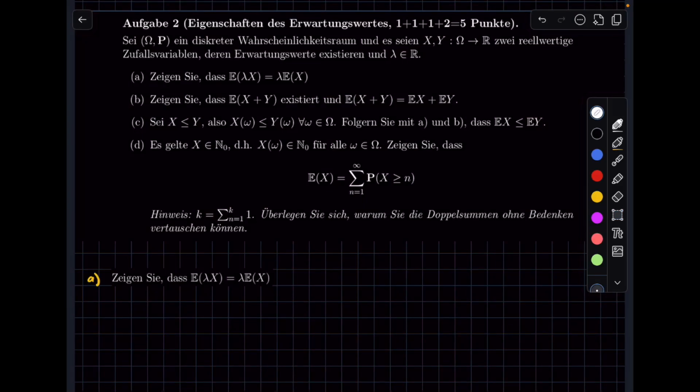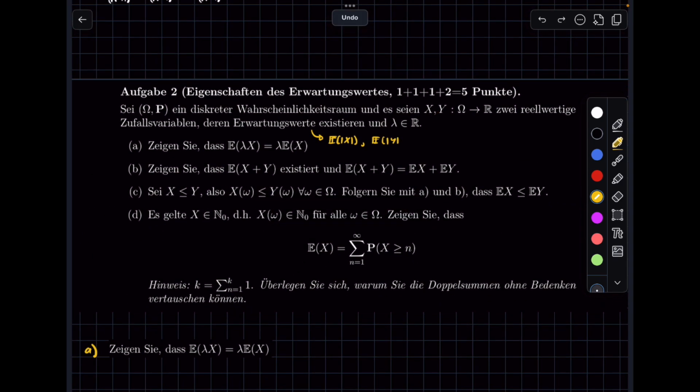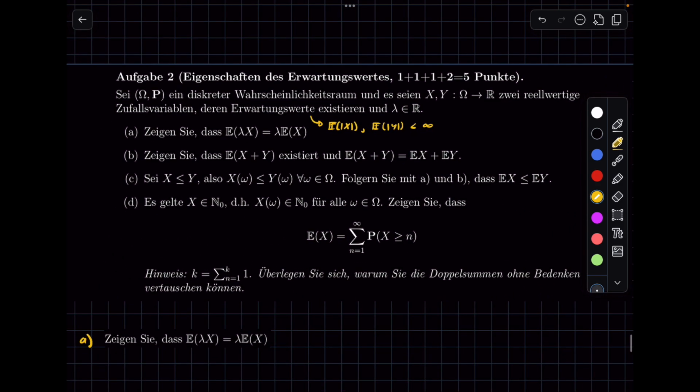Okay, so now we're working with an easier one. In this case, we have a discrete probability space, and we have X and Y, which are random variables, and we know that their expected values exist. That's important to know, meaning that both the expected value of the absolute value of X and the expected value of the absolute value of Y are lower than infinity, meaning that their expected value exists.